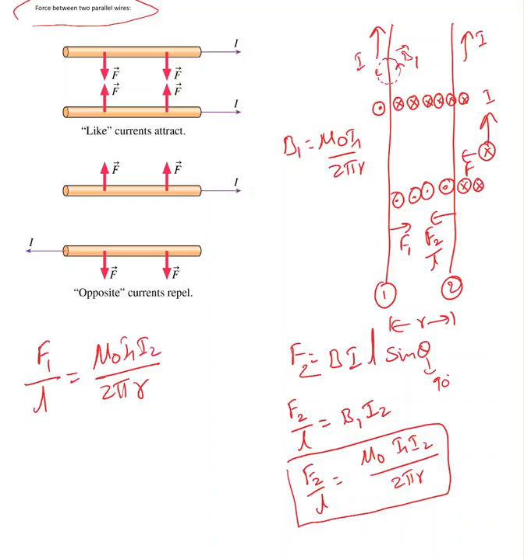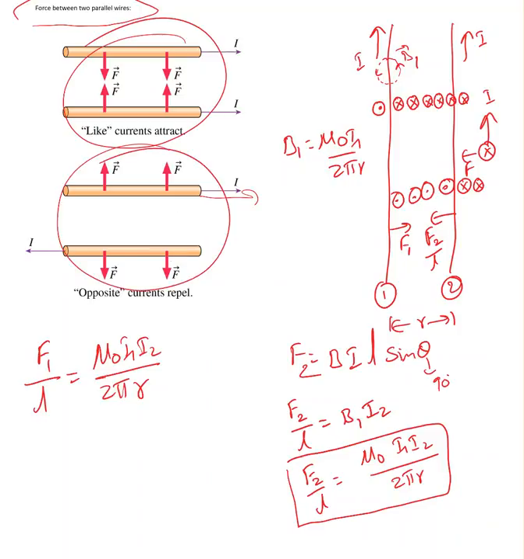Based on this, you can see if the same amount of current is passing through the two conductors in the same direction, then they're going to attract each other. If currents are flowing in opposite directions, then they're going to oppose each other. Why are we saying current is flowing in the same direction and in the opposite direction?